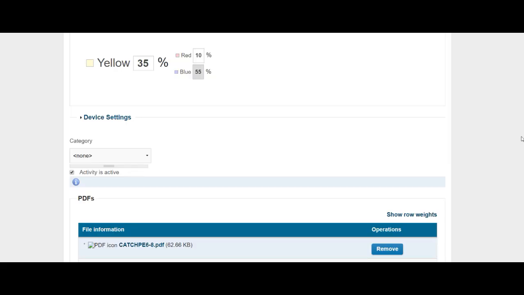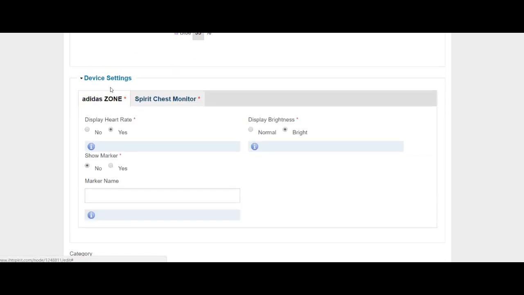The last thing to demonstrate is the various settings for the monitors. Click on Device Settings. If you have the zone, you can come in and shut off the heart rate display. So if I click no here, then the display for the heart rate will not show. So for elementary teachers, this is wonderful because then you can teach, I would like for you to be in the blue zone.